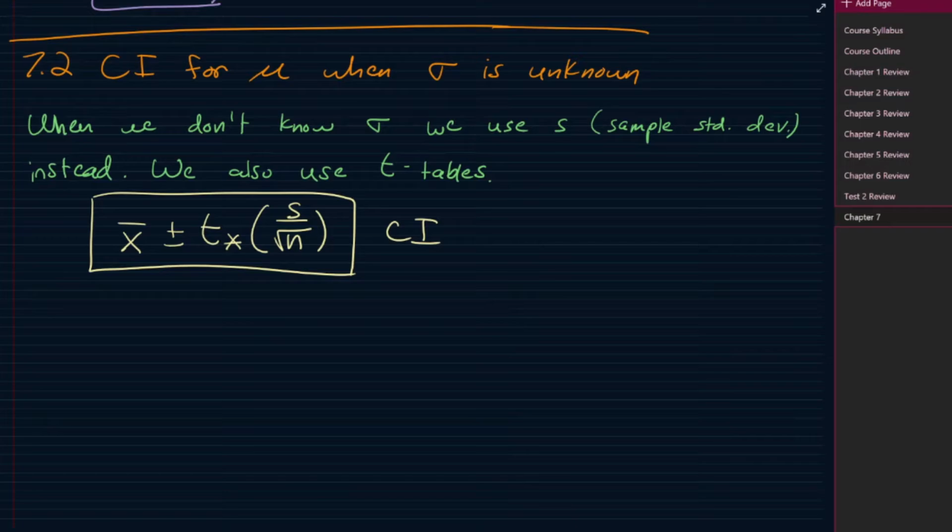And so when the problem gives you the sample standard deviation rather than the population standard deviation, this is the formula that you've got to use instead. And the same criteria actually hold from the last time. The sample needs to be random.